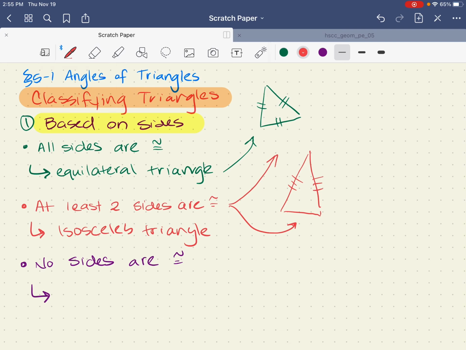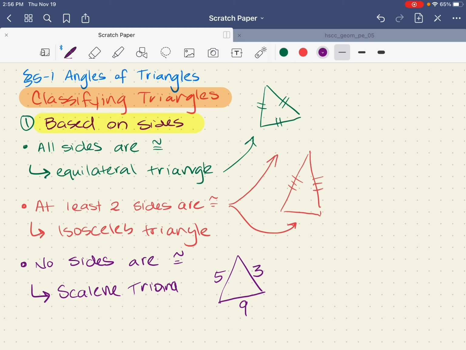Then finally, we have a triangle where no sides are congruent to each other. Something that looks like this. Let's say that was 3, that was 5, and this right here was 9. This right here is a scalene triangle.